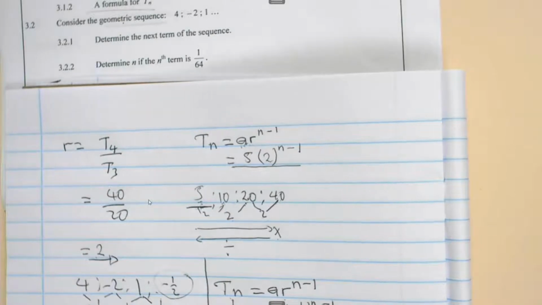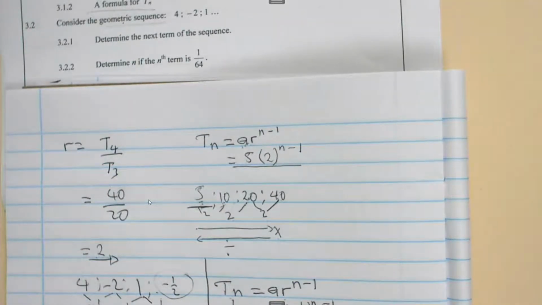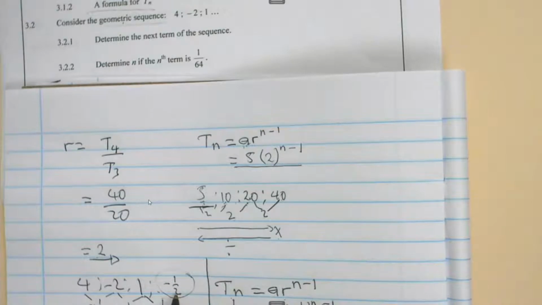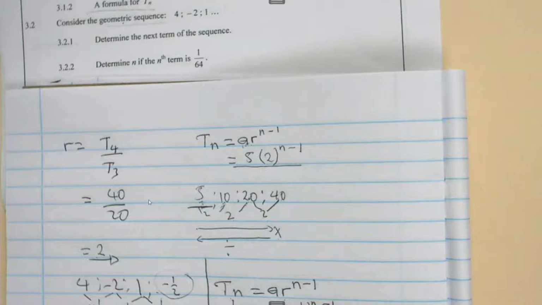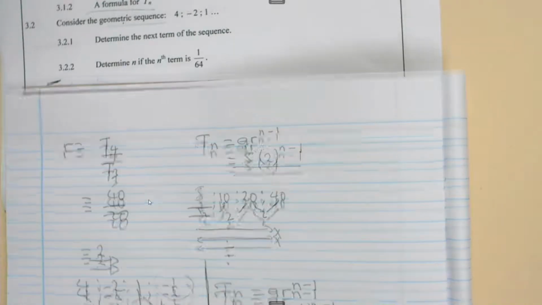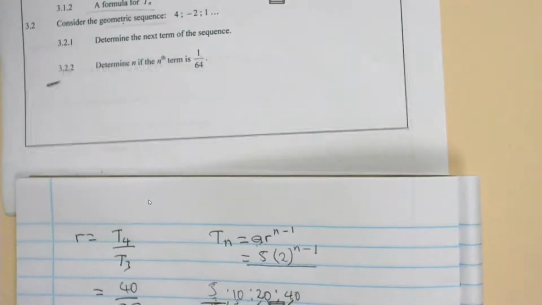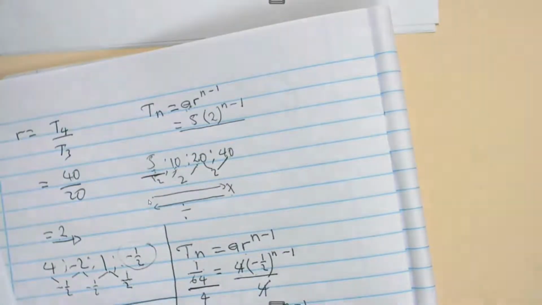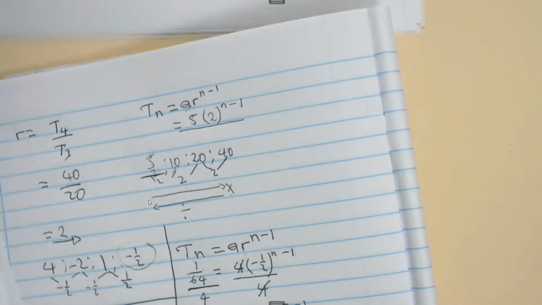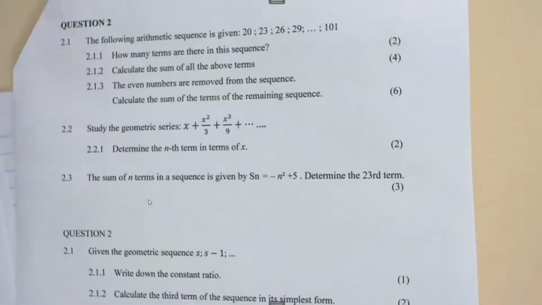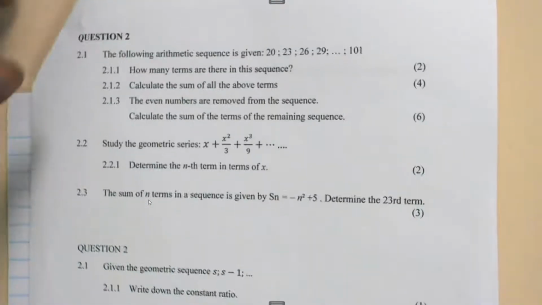The term number is 9, meaning that when we get to term number 9 of this sequence, we are going to have positive 1 over 64. That is that about the geometric sequence. We can have again the other question under geometric sequence, the other question that has the variable again.